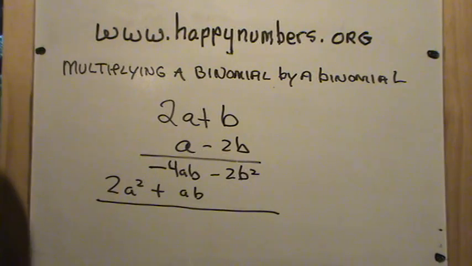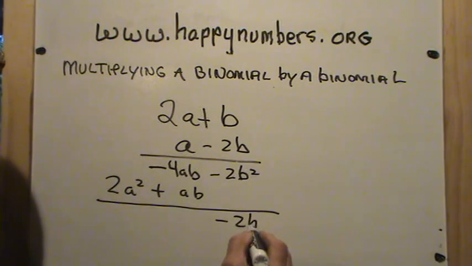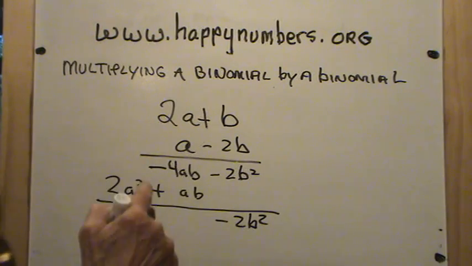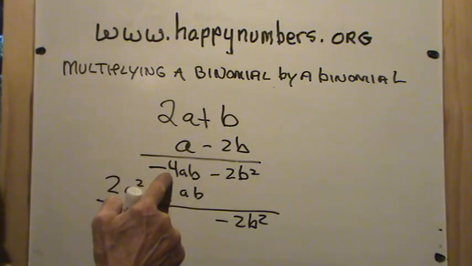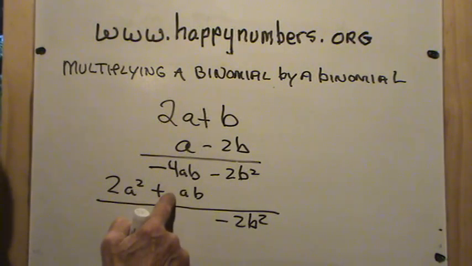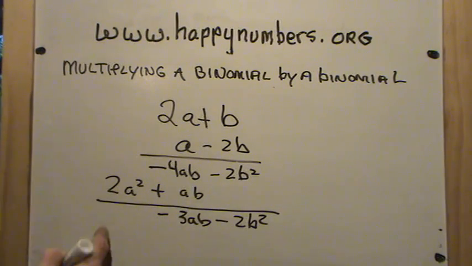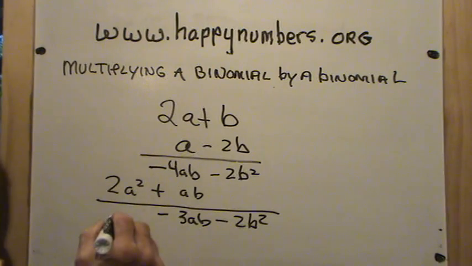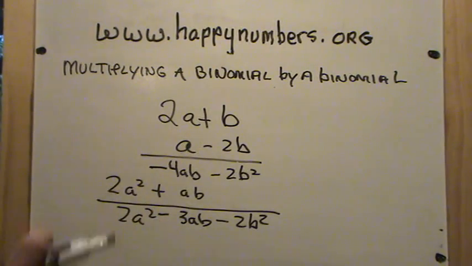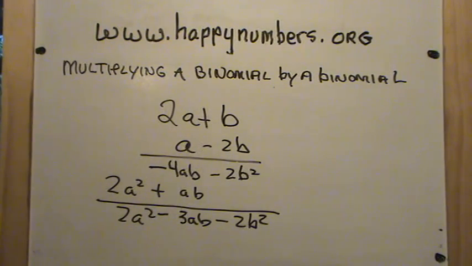Now I combine terms. Negative 2b squared, and there's nothing to combine it with, so it's negative 2b squared. Now a negative 4ab and a positive 1ab would give me a negative 3ab. And 2a squared and nothing would give me 2a squared. And so that's our answer.